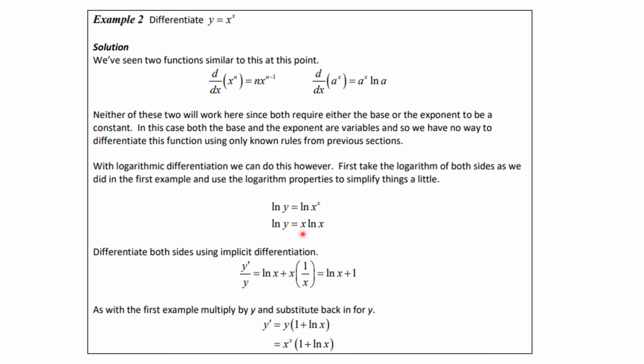So you see, this is now a product of differentiable functions of x. This is x times the natural logarithm of x. So now what we're going to do is differentiate implicitly on the left-hand side. So that's going to be, again, 1 over y times dy dx, or y prime over y. And then this is going to be the product rule. So it's the derivative of the first, which is 1, times the second, ln x, plus the first, x, times the derivative of the second, which is 1 over x. And this is ln x plus 1.